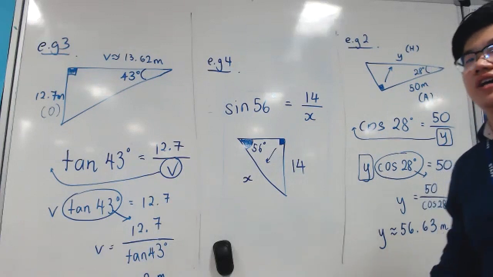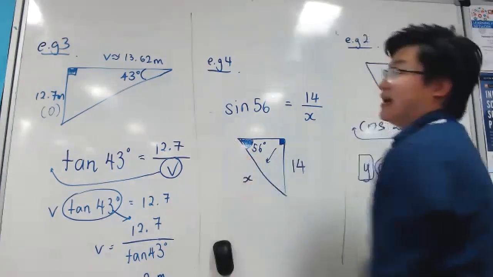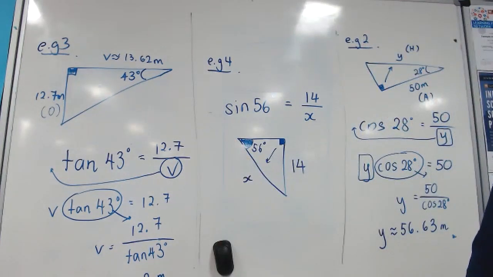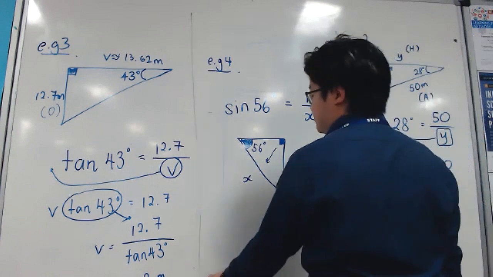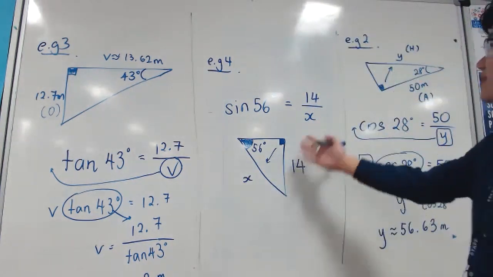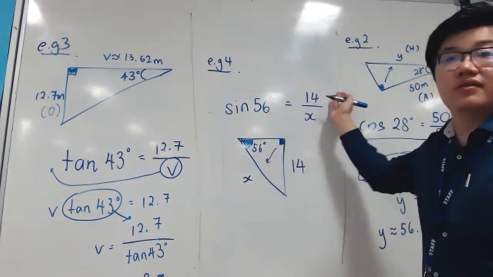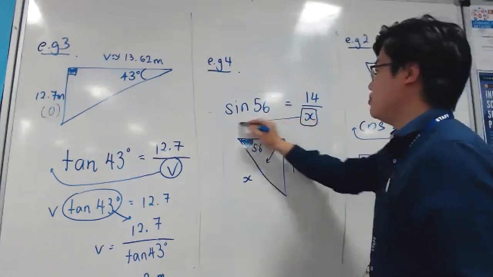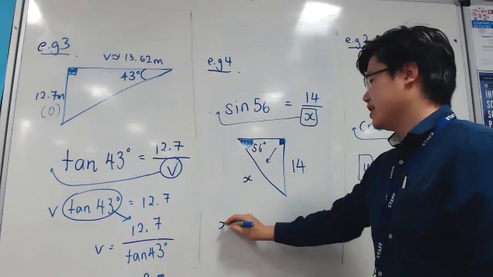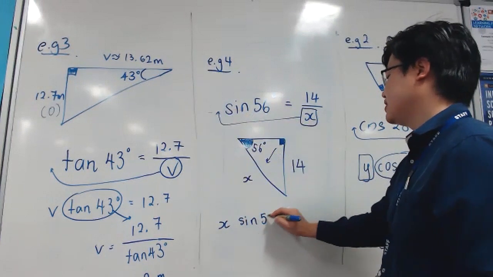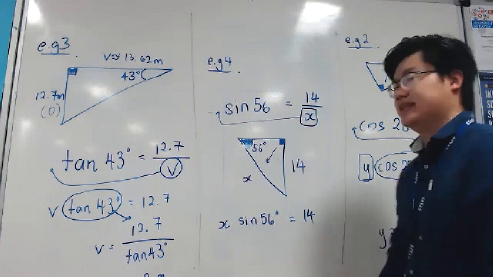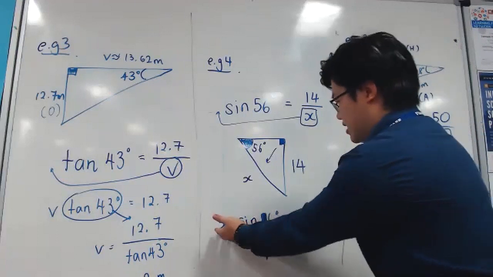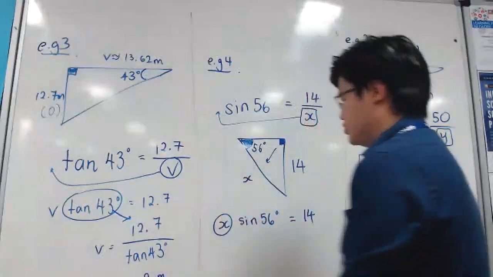If that's the case, please tell me how much x is going to be. What's the value of x? What's the length of the hypotenuse? How are you going to do it? Same thing. You're looking for x, so pop it up there. That becomes x sine 56 degrees equals 14. Cool. Now I'm looking for x, just focusing on x, so who should I get rid of?